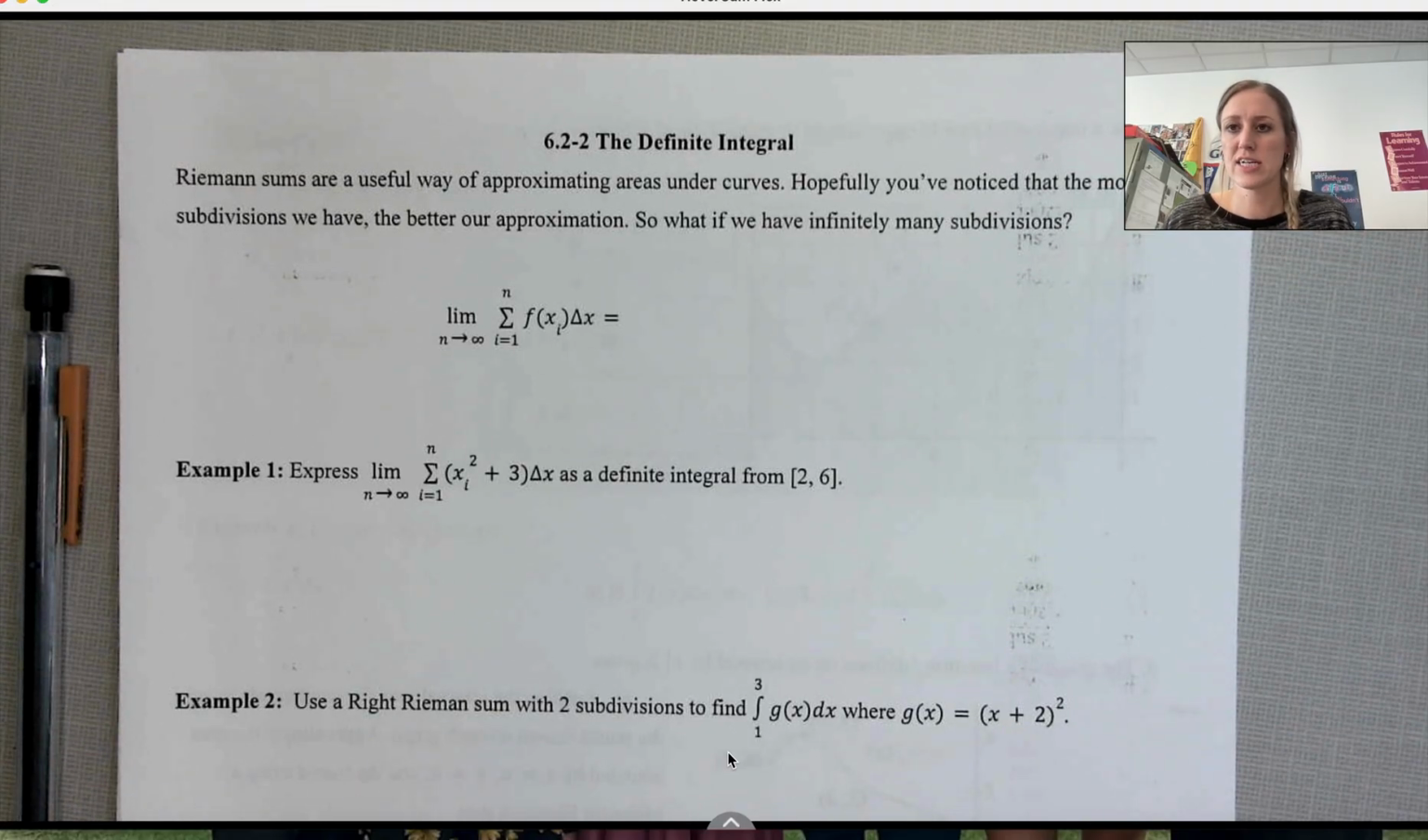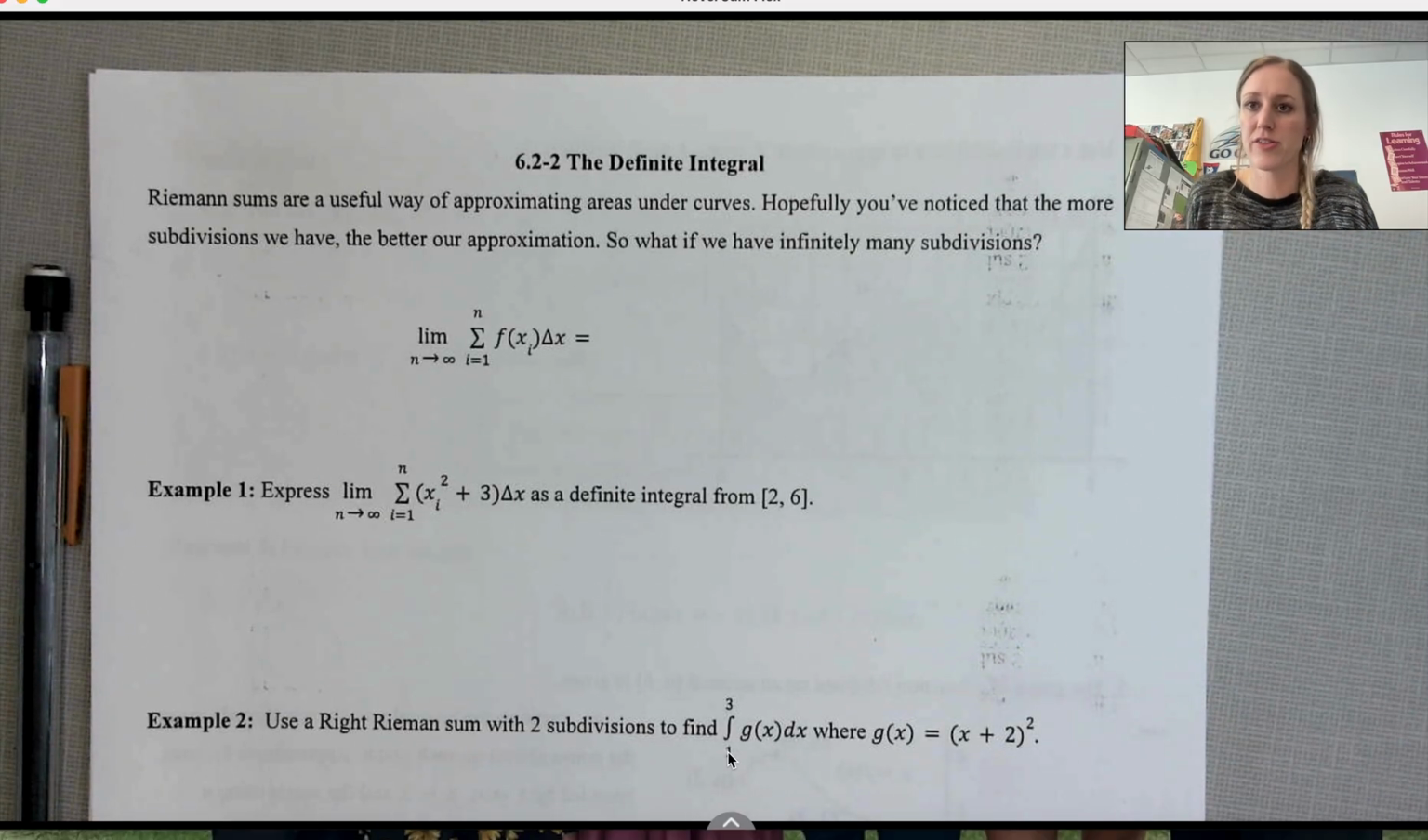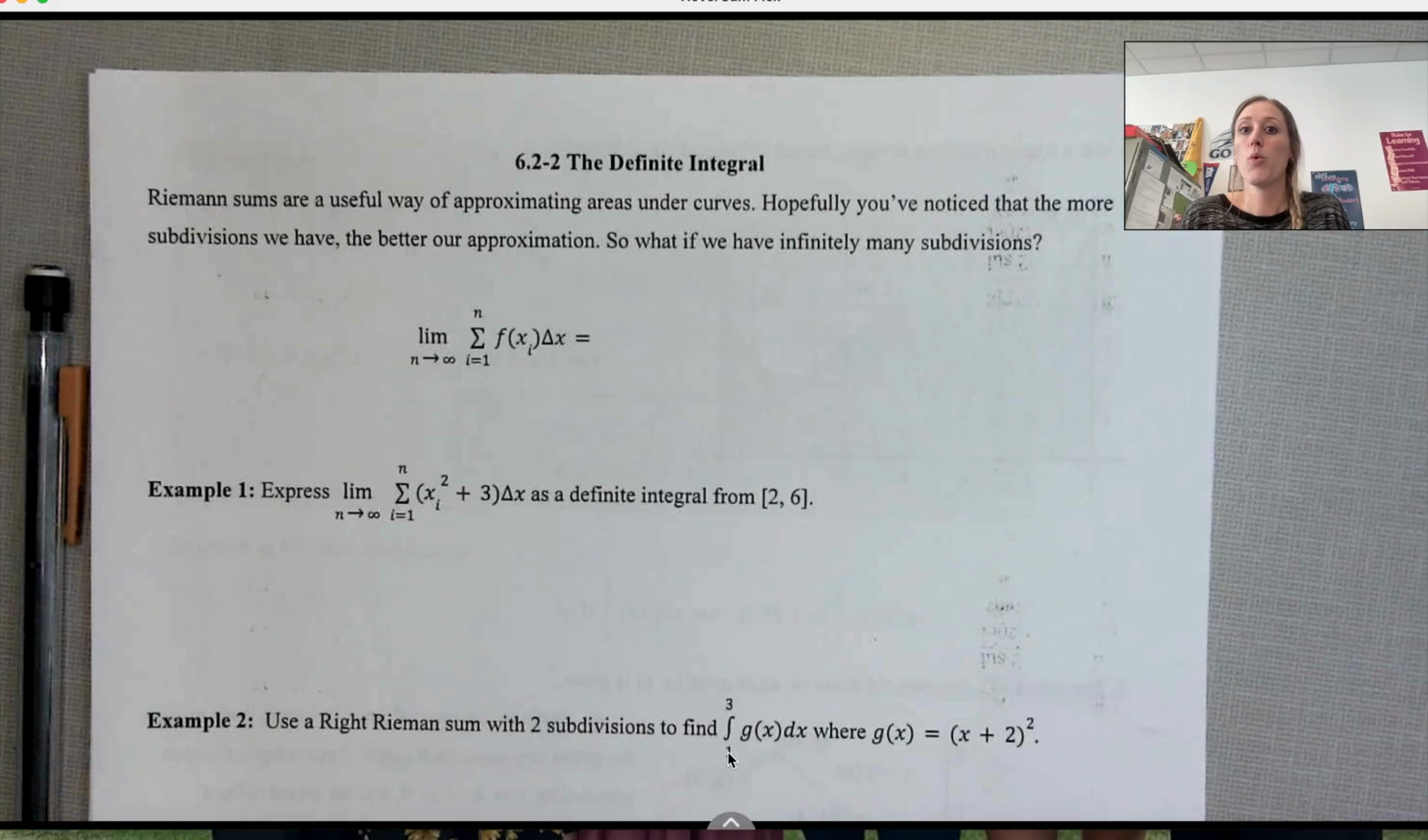Class. This is another video from 6.2. We're going to be talking about something that we're going to call the definite integral. So far we've learned about Riemann sums as a way to approximate area underneath a curve. And we hopefully have noticed that the more subdivisions we have, the better our approximation, right? The more rectangles we have. Well, what if we had infinitely many subdivisions?